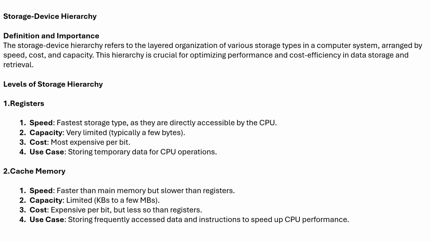Cache memory: speed is faster than main memory but slower than registers. The capacity is limited. The cost is expensive per byte but less so than the registers. It is used for storing frequently accessed data and instructions to speed up CPU performance.